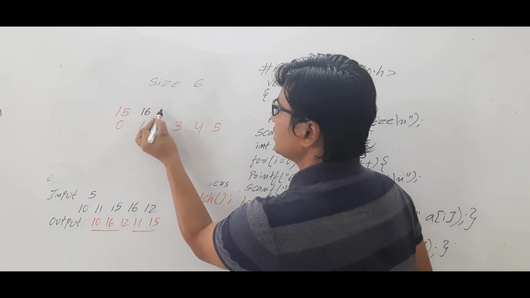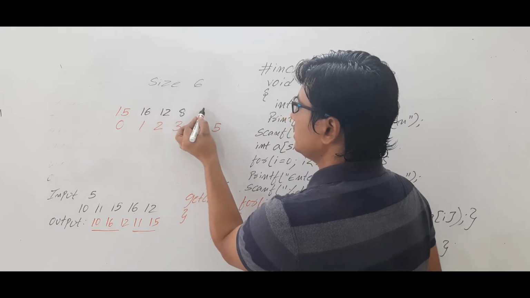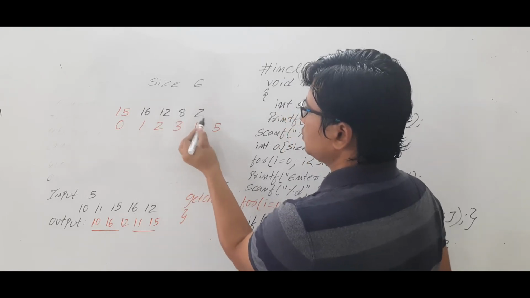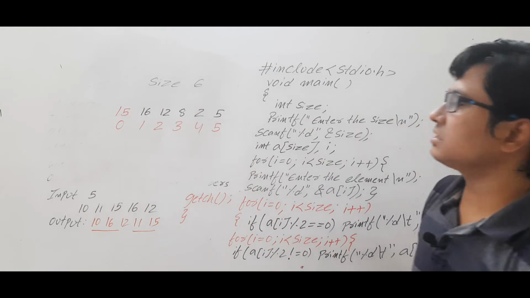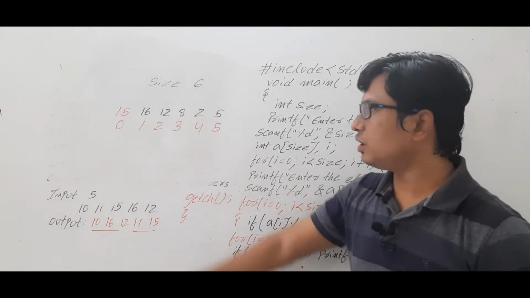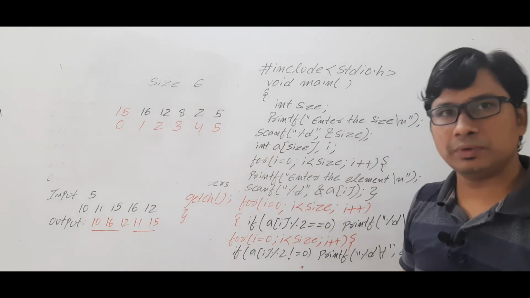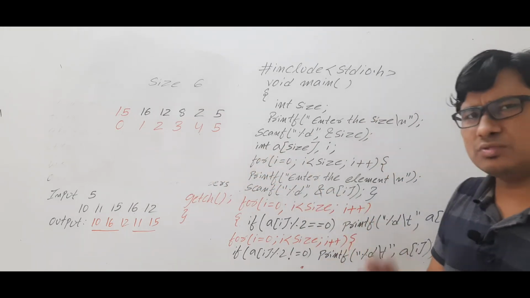Suppose let's take the 15, 16, then 12, then 8, then 2, 5. These are the 6 integer constants you have declared. Now what is the output you want? First you want to display all the even numbers, then you want to display all the odd numbers. So this is very simple.